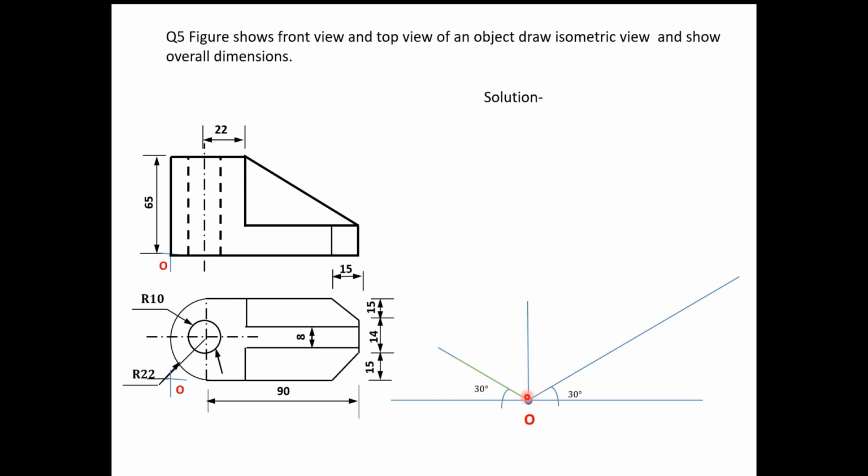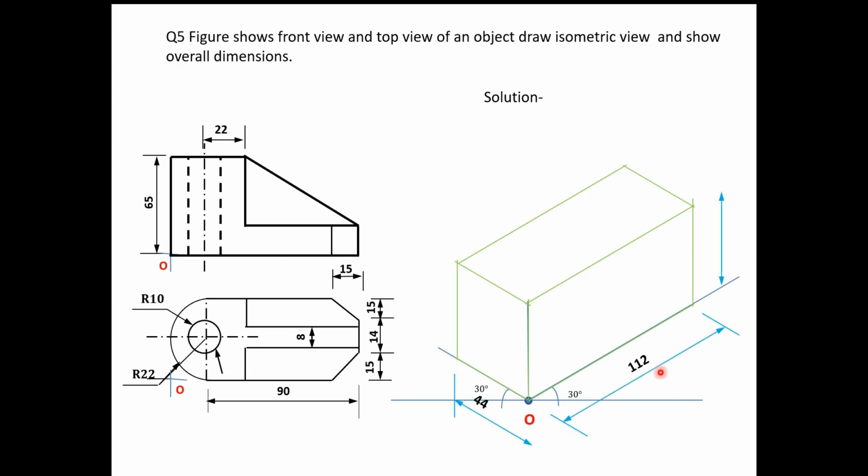So here this line is 44, that is width, and this is 65 height, and this is the length, that is 112. So prepare the isometric box. Here I will draw the left isometric plane, then the right isometric plane and the top isometric plane. If you see, give the dimensions to this. So this is 44, 112, and this is 65.